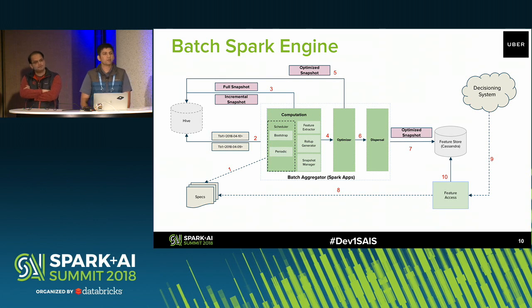So once the optimizer has computed these optimized data sets, the dispersal job picks up. The goal of the dispersal job is to make all this offline computed data available in our real-time feature store in the most optimal manner. So at runtime, when one of our upstream systems, an example is a decisioning system, queries us for a feature, the real-time feature access service, based on the feature spec, tries to join together relevant parts of the information in the feature store to return a single value.